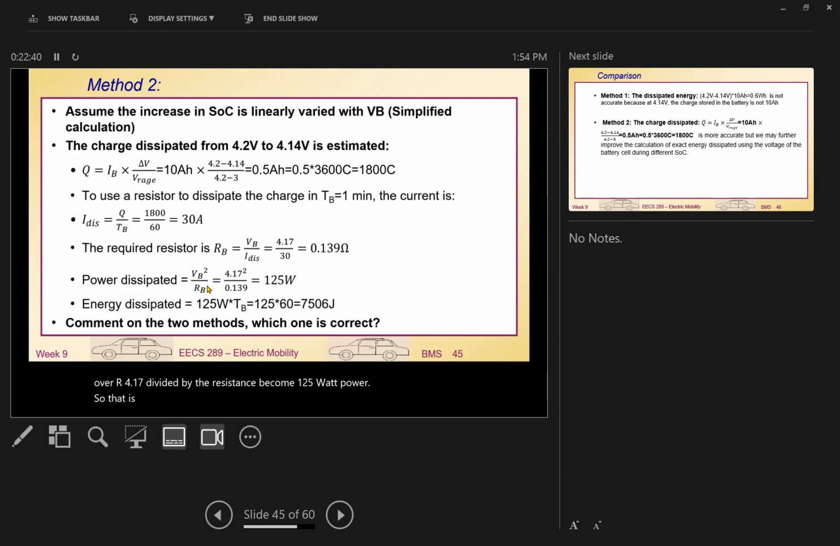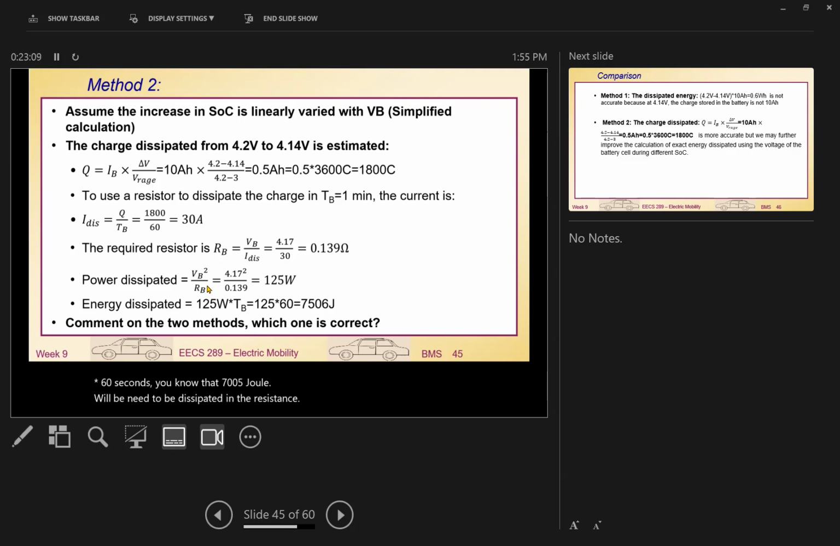Why is it higher? Because we now have AH changes. It's not constant. Wider range. We need to remove more charge from the battery. In this case, the resistance needs to have a high power rating. So now we got 125, and then 125 multiplied by 60 seconds, you know that 7,500 joules will need to be dissipated in the resistor.